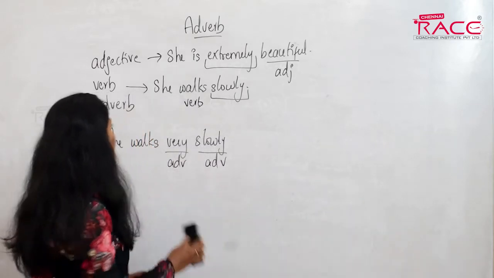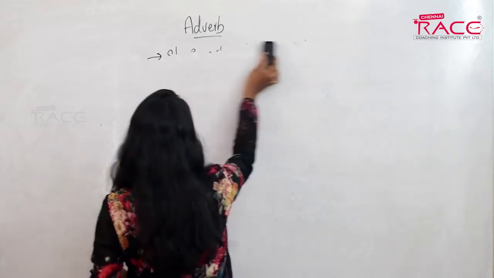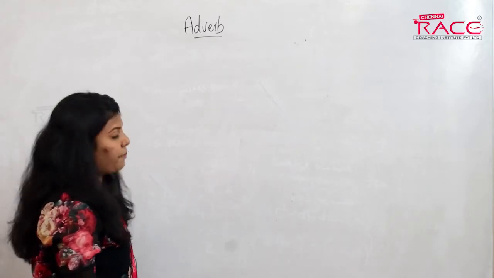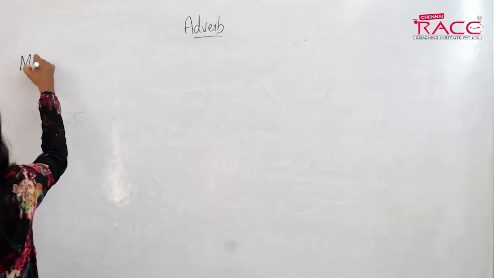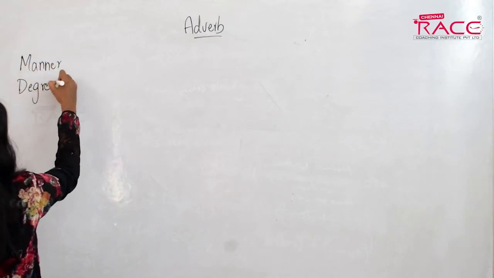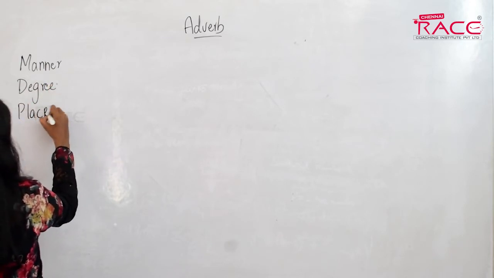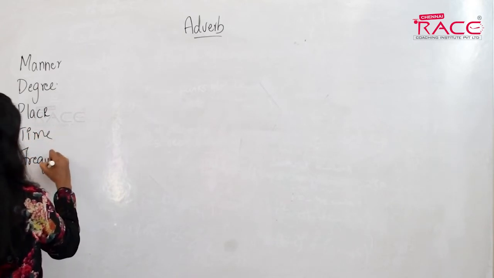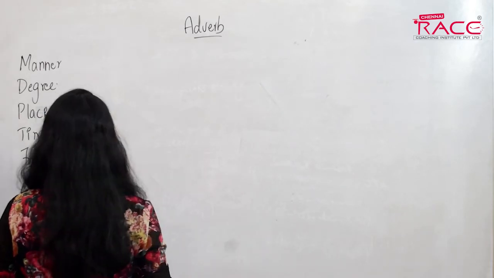So now we have types of adverb. How many types of adverb do we have? Have you heard about it? We have 5 types of adverb. They are manner, degree, place, time, frequency. Okay, these are the 5 types of adverb: manner, degree, place, time, and frequency.